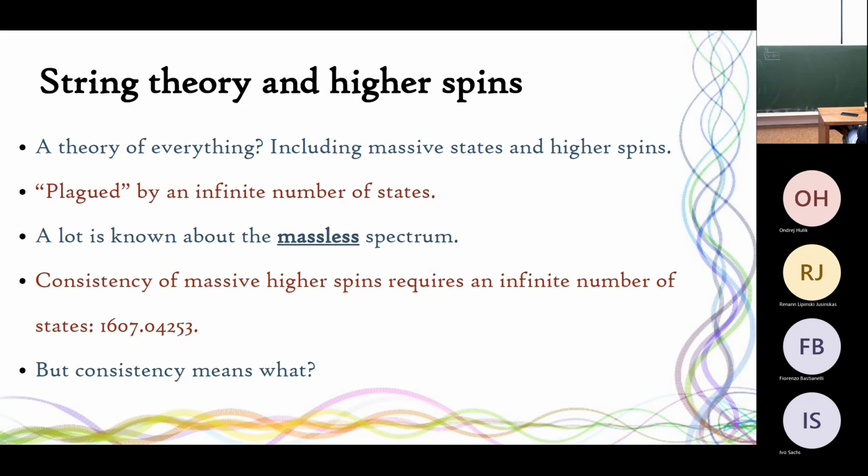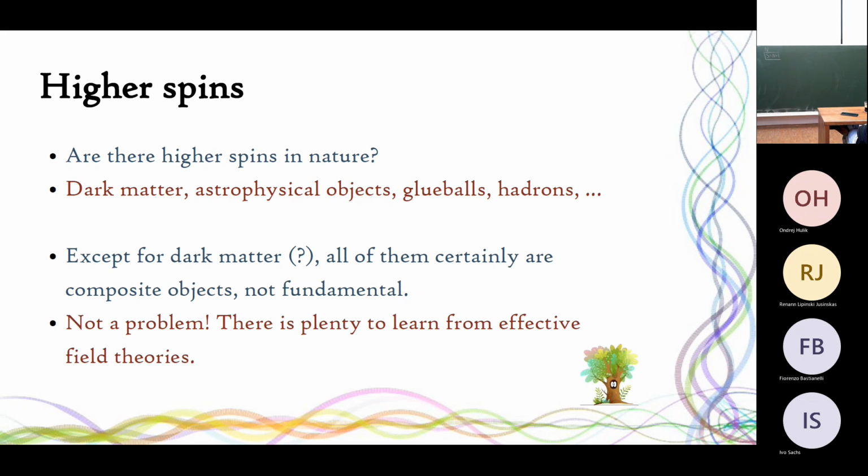So the point here is, okay, what does it mean to be consistent? Or what are the consistency criteria that they impose to get to the string theory amplitude? Okay. So as I said, higher spins come naturally from higher levels of the string.